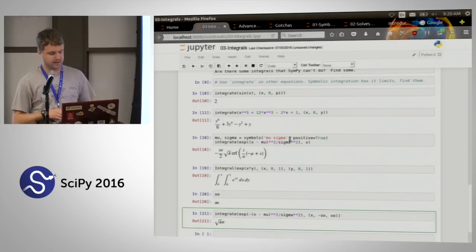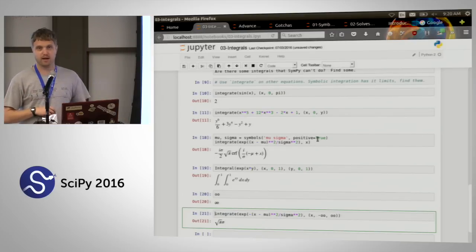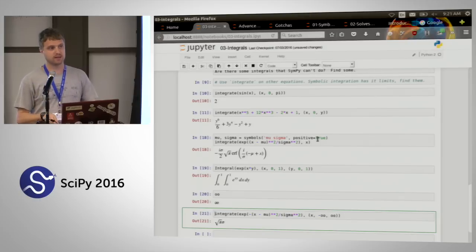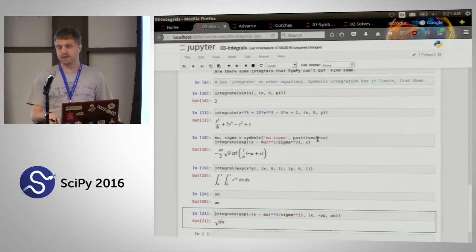Initially I did not set these symbols to be positive. By default, SymPy assumes that all symbols are complex valued. Sometimes this can result in some rather complicated expressions because SymPy wants to express everything in full generality. So often if you know your symbols are real or positive, you can set the assumptions on them, and that'll make things come out a lot simpler.